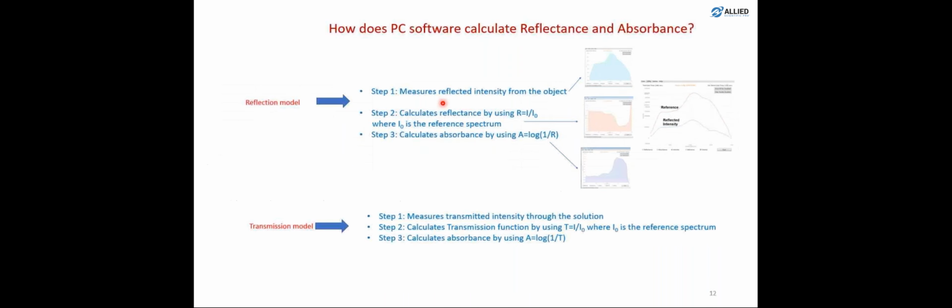Okay, next, how does the PC software calculate reflectance and absorbance? It's very straightforward. It measures the intensity, it already has a reference, so it divides I by I0, and then A is log of 1 over R. And for the transmission mode, it just replaces the reflectance by transmittance, so A is log of 1 over T. Pretty straightforward.